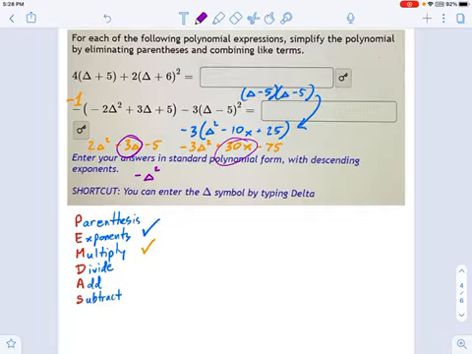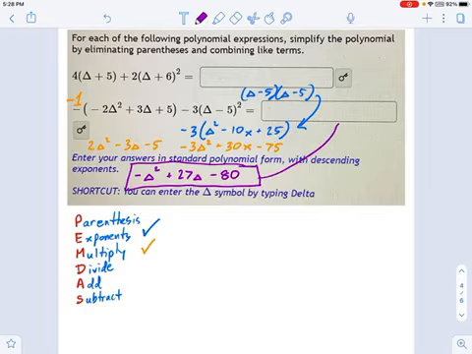Oh, look at that. I changed it to an x. That's fine. Minus 3 plus 30 is plus 27 delta. And then minus 5 and minus 75, that's going to be minus 80. Okay, so this would be your final answer after combining like terms.